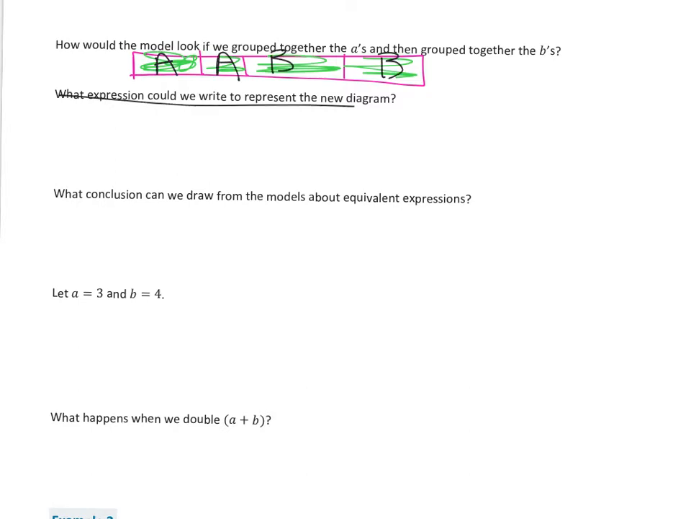So what's an expression we could write that would kind of better suit this new diagram? Well, I know I have A plus B, so then we're just going to double it. So what conclusion can we draw from the models about equivalent expressions? That there are lots of ways to write an expression that can still get you to the same answer.